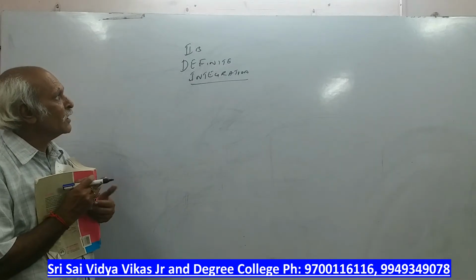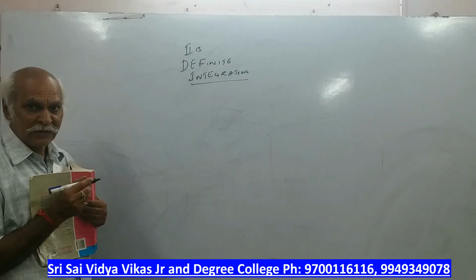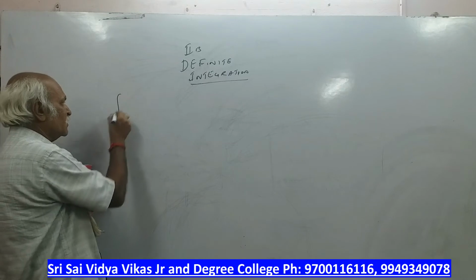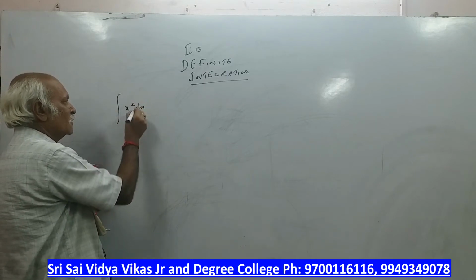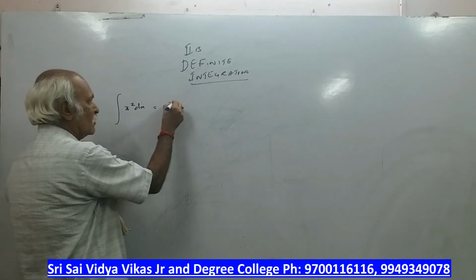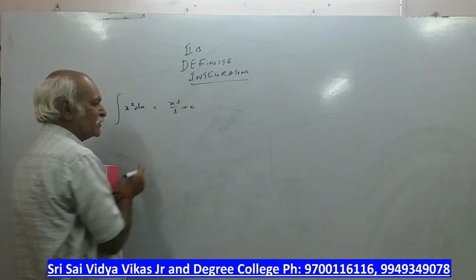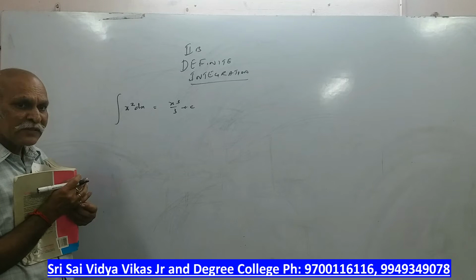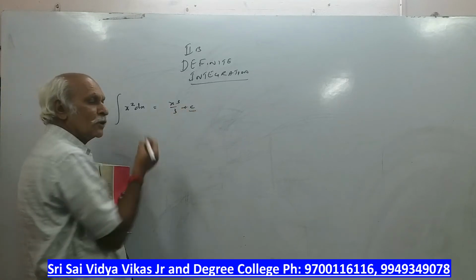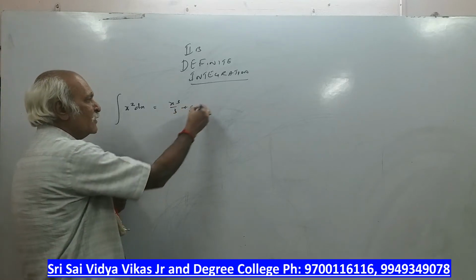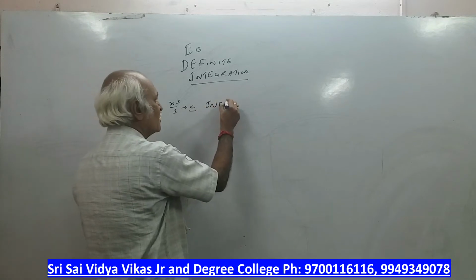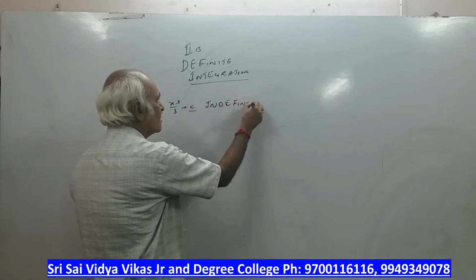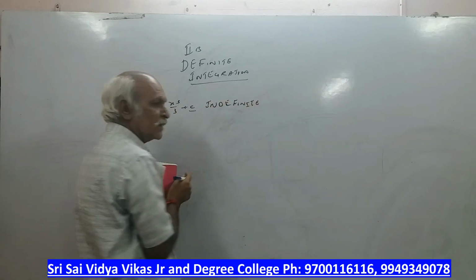Okay, today we'll start a new chapter, definite integration. What is definite integration? Let us understand here. The integral of x square is x cube by 3 plus c. We will always write one constant, x cube by 3 plus c. This is a constant, we do not know what this constant is. That's why it is called indefinite integration.